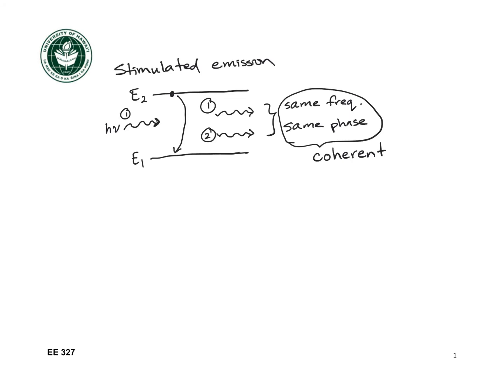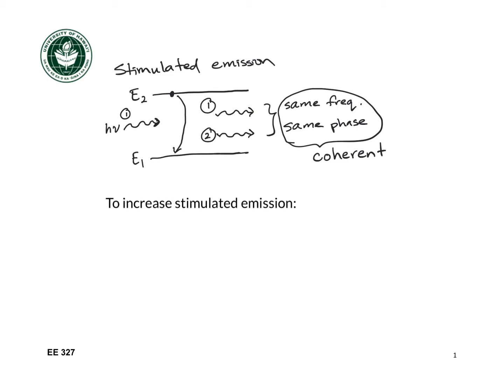This stimulated emission is the key mechanism behind how a laser is working. So of course we would want to have a lot of stimulated emission to make our laser work, because that means we're going to get more photons out of our laser. So how do we do that?